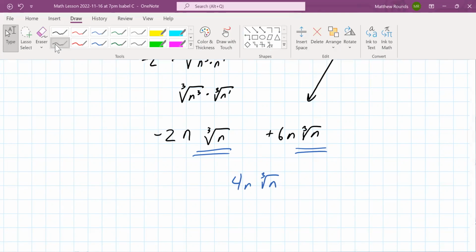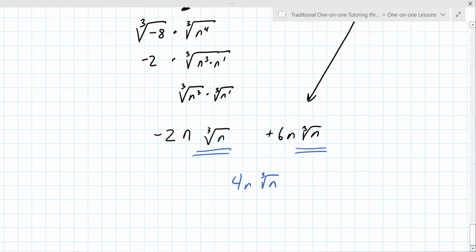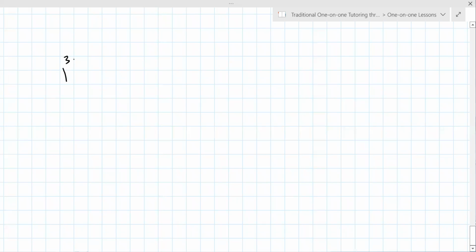So let's try another one here. Just the first part, because that's the one that I'm sure is unclear. Let's say it's the cube root of -27 x to the fifth. And that's all it is for the moment. So you break this apart into the cube root of -27 times the cube root of x to the fifth.